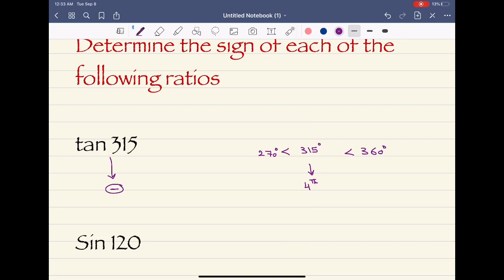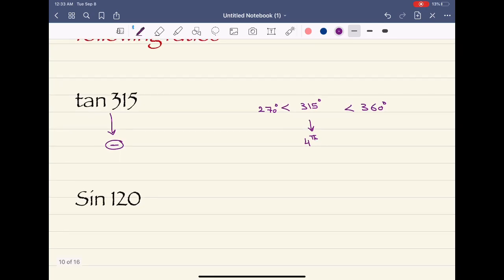Sine 120. Angle 120 degrees is more than 90 degrees and less than 180 degrees. Therefore, this angle lies in the second quadrant. And we know that the positive functions in the second quadrant are sine and cosec. Therefore, this function is positive.